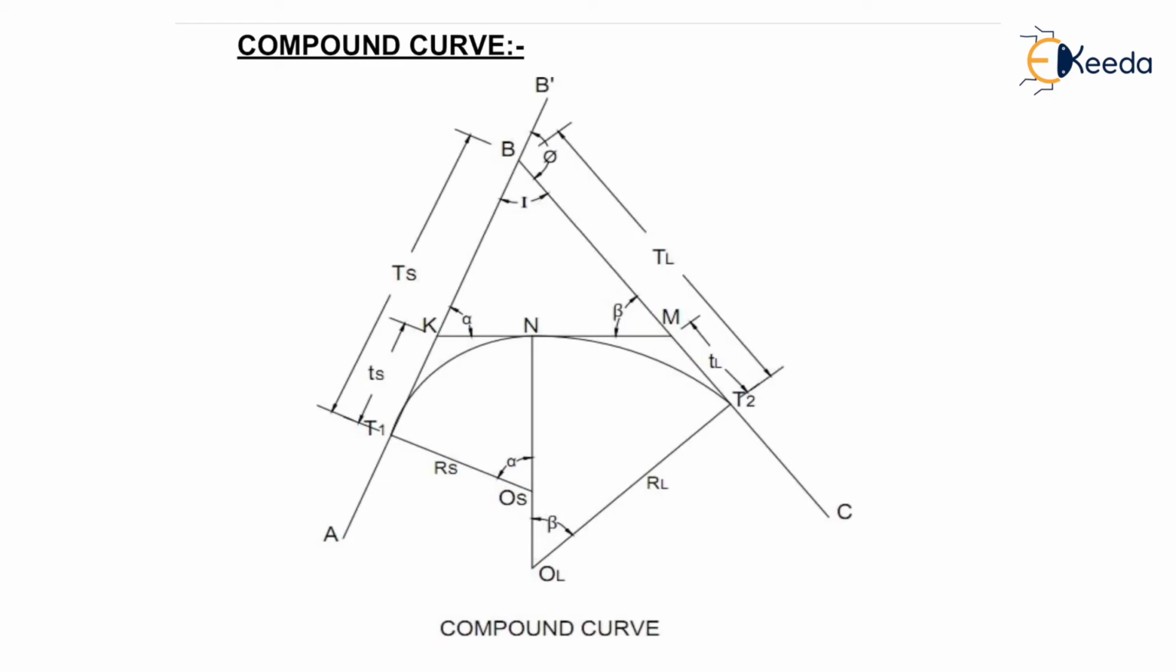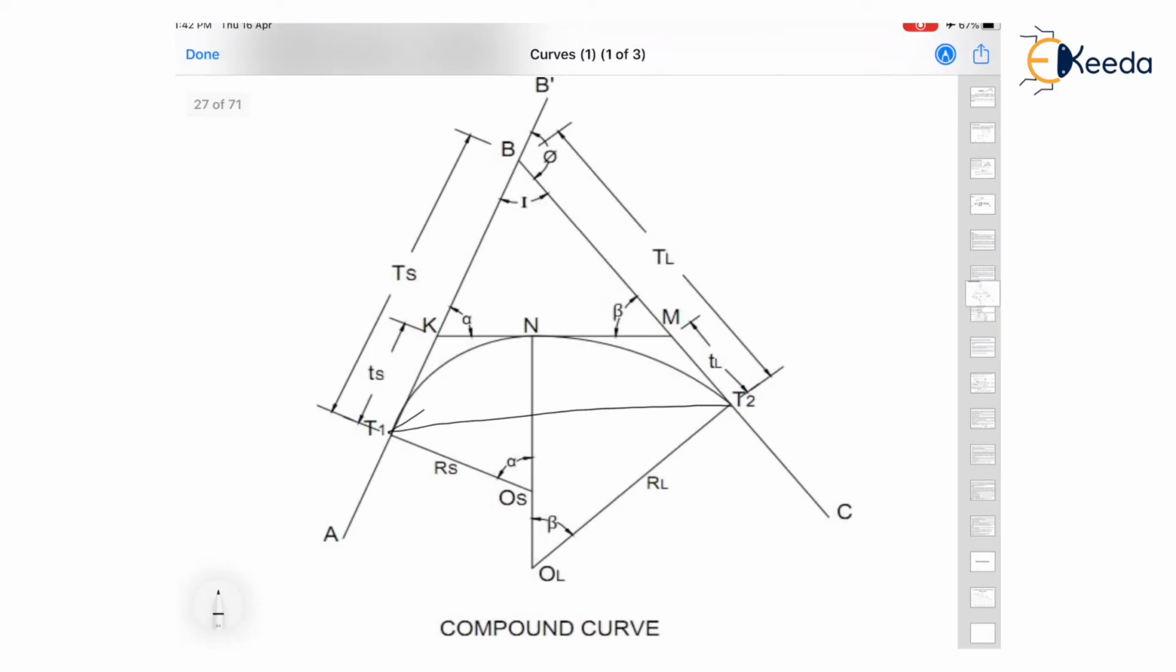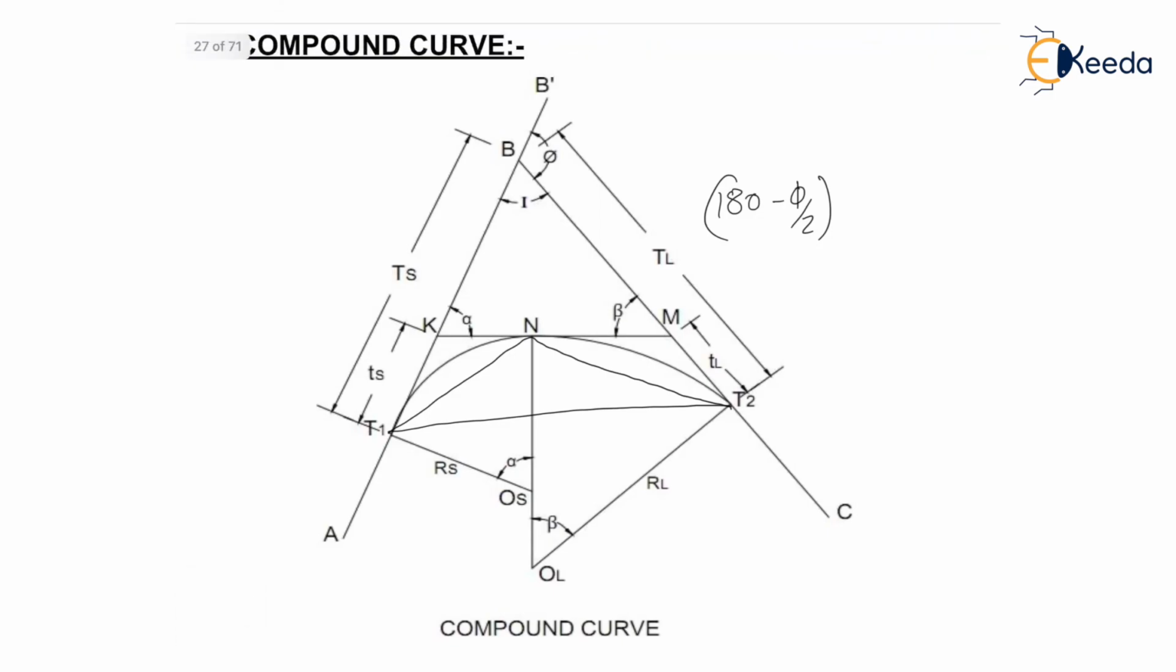We talk about the angle between T1 and T2. This should be equal to 180 minus phi/2. If it is right, it means we have set out the compound curve in the right manner. Otherwise, there is some mistake.